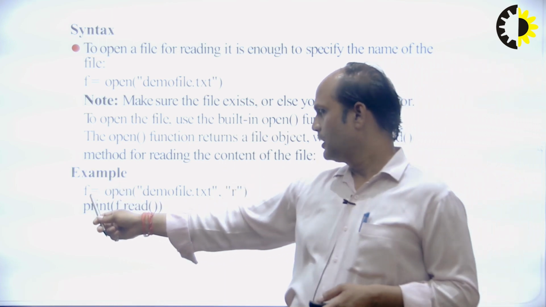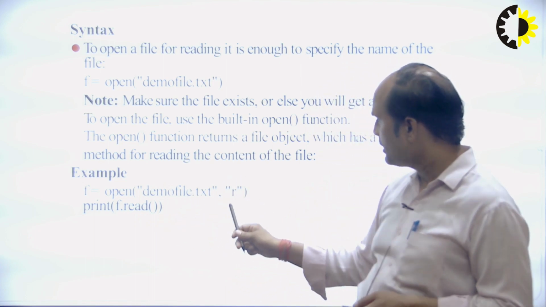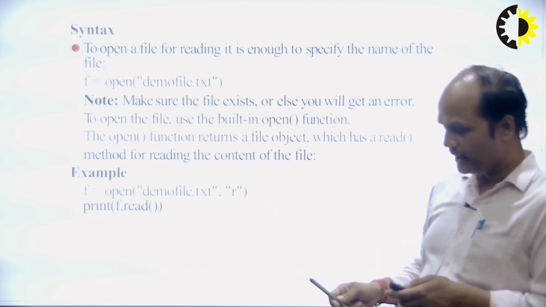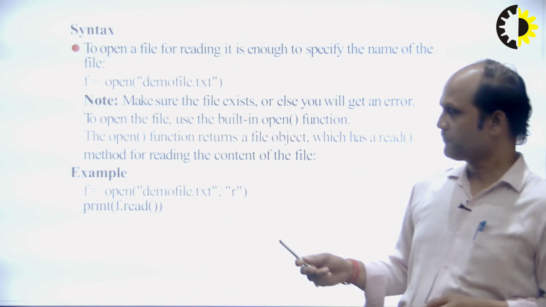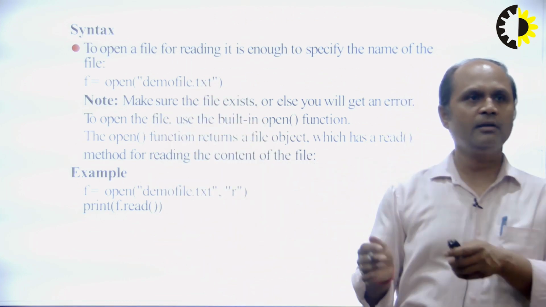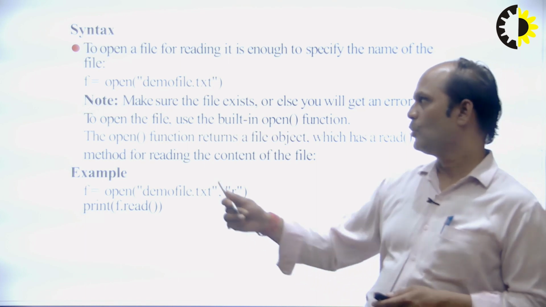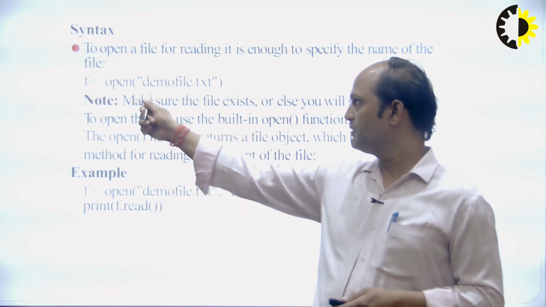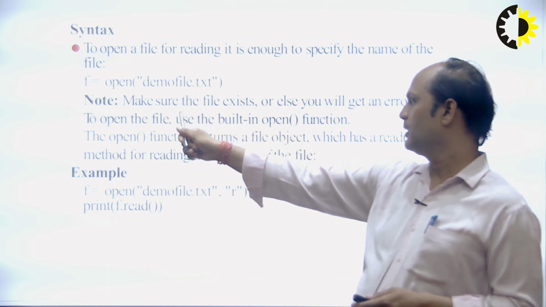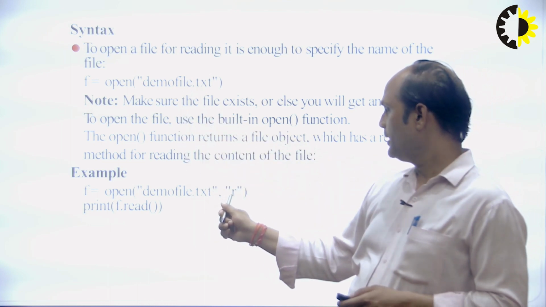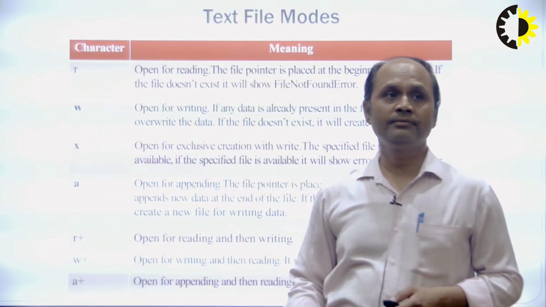Suppose we have f is equal to open demo file text comma r. R will be the mode. What is the R mode? That is opening for the reading purpose. This is one simple example of a particular mode and file name. This is the open function. We pass only the demo file, and this will open the file for the reading purpose. We specify that by the mode R.